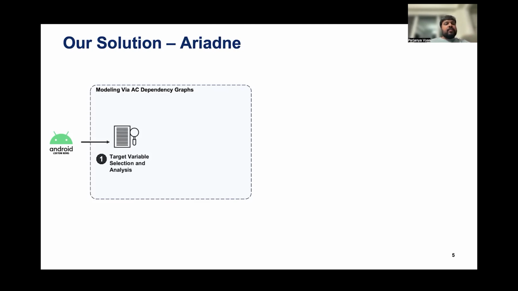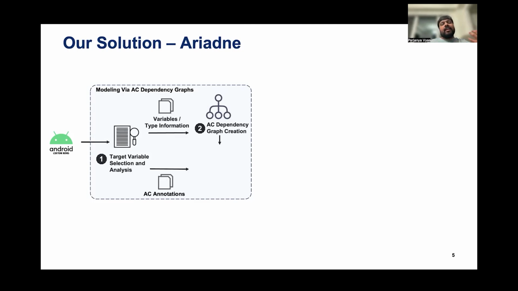In the first stage, it performs target variable selection to solve the first challenge of defining the scope precisely. It then extracts the type information from these variables and creates the access control dependency graph. It also analyzes the APIs and extracts the access controls that are enforced on these APIs, creates access control annotations for the graph that we created, and then annotates the graph through these access control annotations.